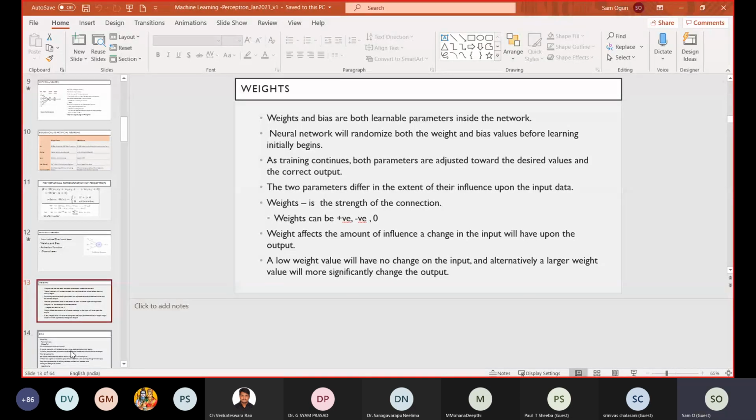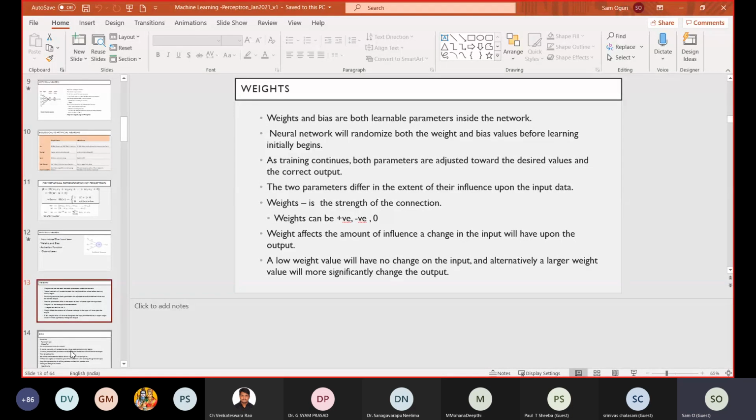The weights can be positive, that means it has a positive influence on the output, and the weights can be negative, that means it has a negative influence on the final output, and also the weights can be zero. When the weight is zero, that means that particular neuron has no influence on the result. So it can be positive, negative, or zero.